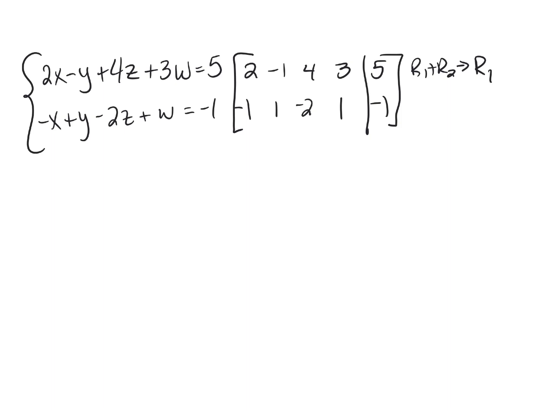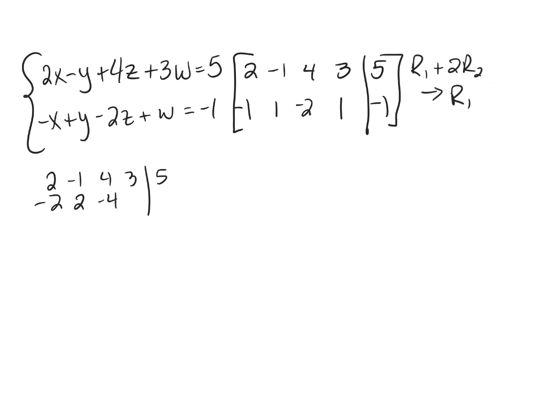See, I make these mistakes and I leave them in the video so that you can see. Don't jump the gun, because you might find a better way to do things. I'm going to say row 1 added to double row 2. And again, I'm going to replace row 1. So let's write out the busy work now, obeying my own rules. 2, negative 1, 4, 3, augmented with 5. Now double row 2 is negative 2, 2, negative 4, 2, and negative 2.